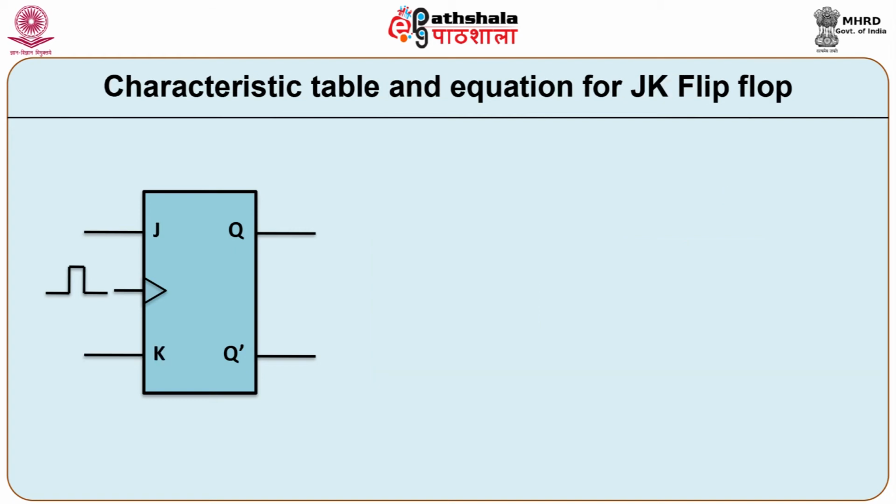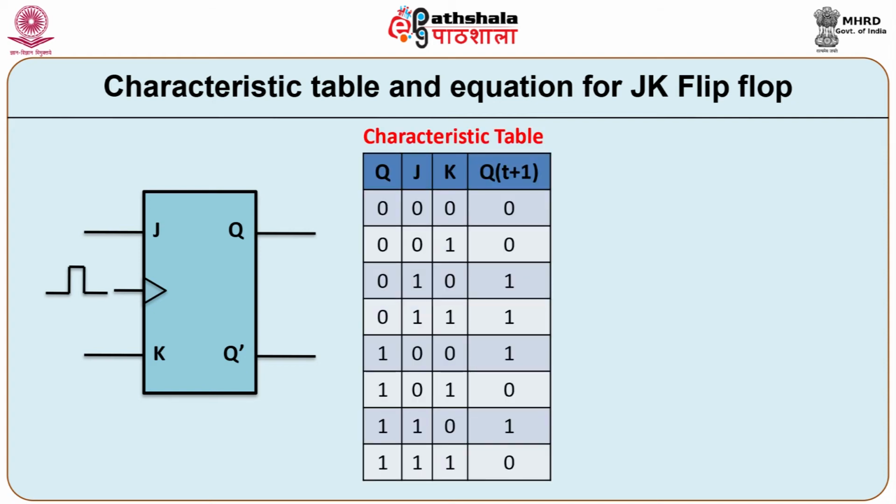The JK flip flop is most popularly used in many sequential circuits. The characteristics table for the JK flip flop is prepared by writing present state and JK inputs in the initial columns and next state in the last column. It is similar to the SR flip flop except for the unknown condition. When both J and K are equal to 1, the next state is equal to the complement of the present state, that is Q(t+1) is equal to Q bar.